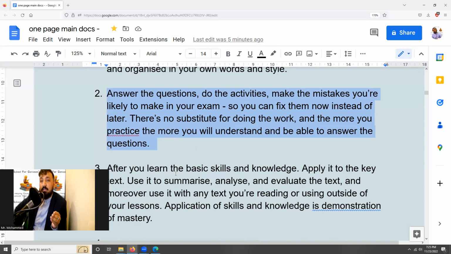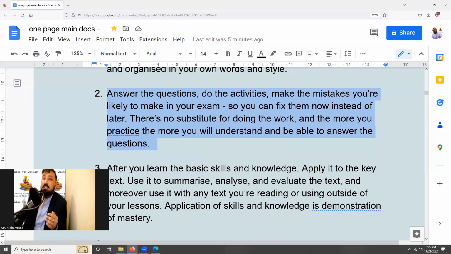Number two, to help you to actually learn, is to answer all of the questions. So do the activities, answer the questions, do the practice examples, do the past papers, and do all of the work. There's no substitute for the work. The more you practice, the more you will understand, and the more you'll be able to answer the questions.